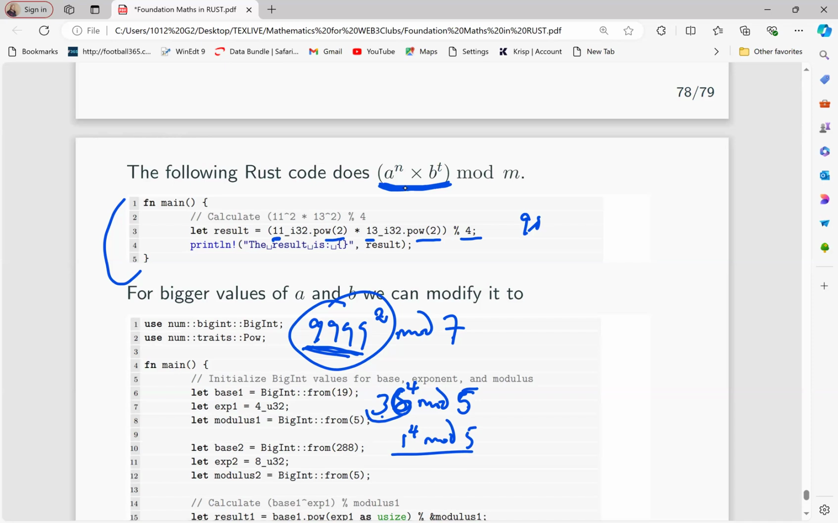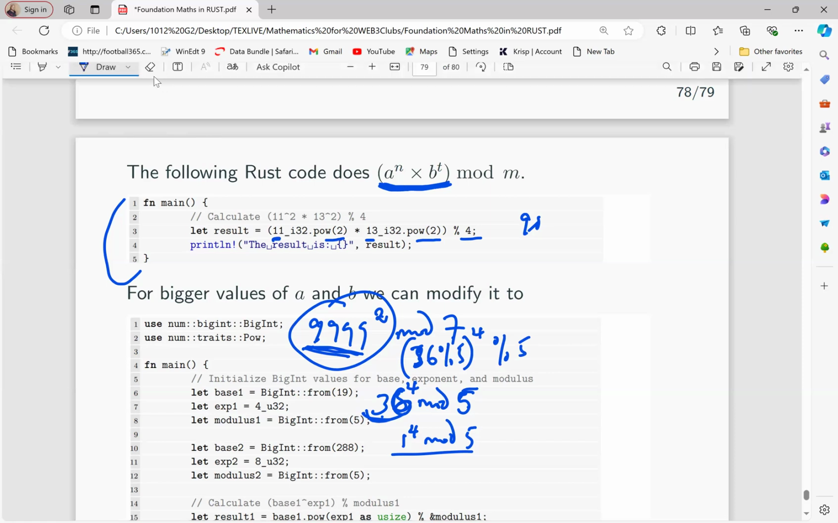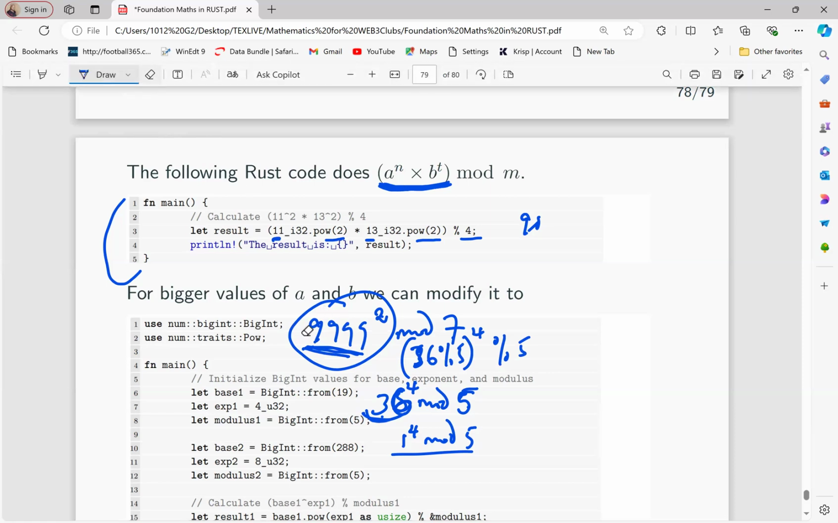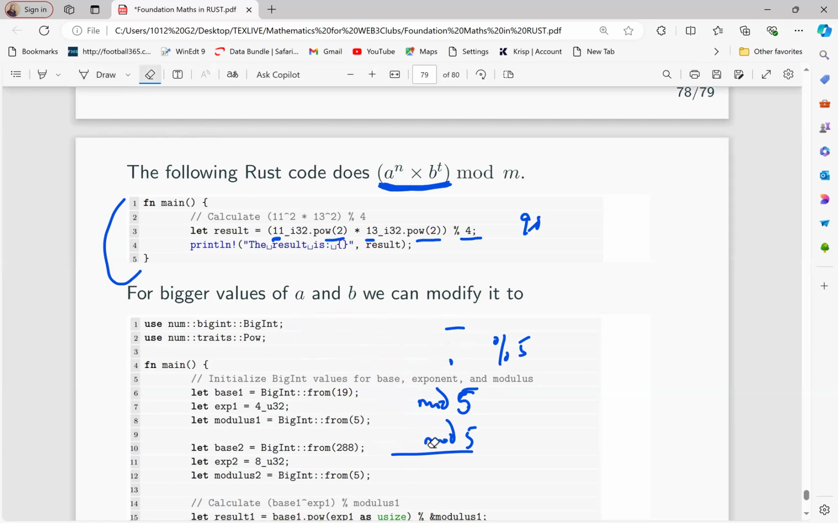So first of all, reduce this mod 5. Find the remainder of 36 on division by 5. The answer that you get, raise it to 4. And then after raising it to 4, again find the remainder on division by 5. So this is how we're supposed to do it so that it runs. Otherwise, it will not. Those numbers can be very huge.